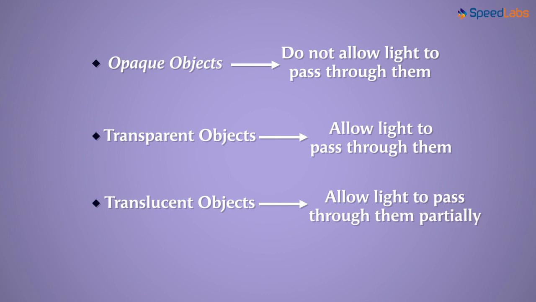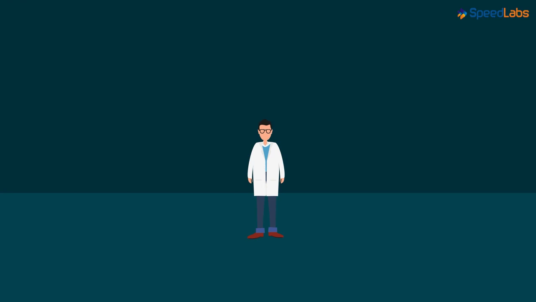Now I want you to answer this question. What kind of an object is a human body? Are we able to see through it? Not really. Hence, a human body is an opaque object.